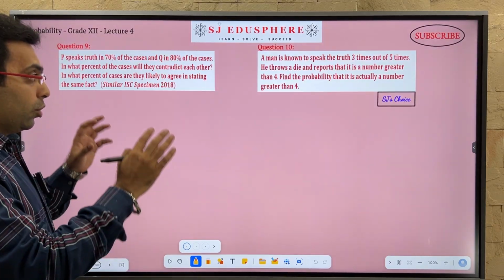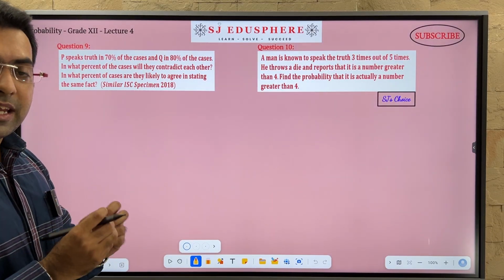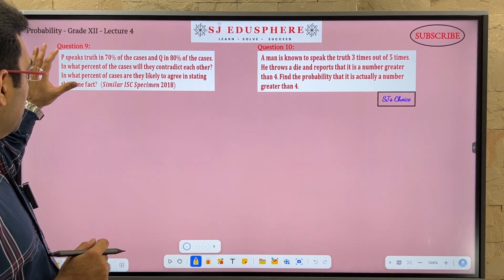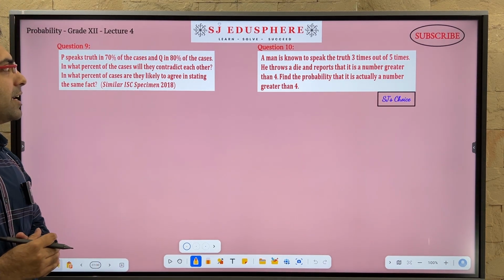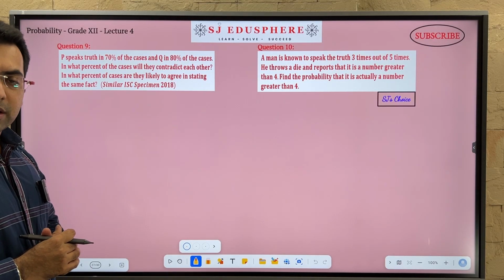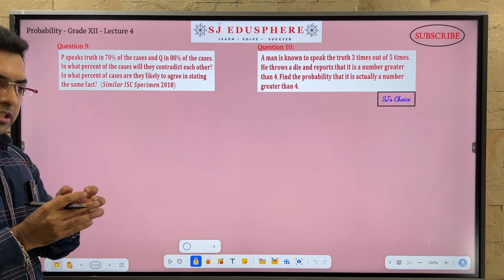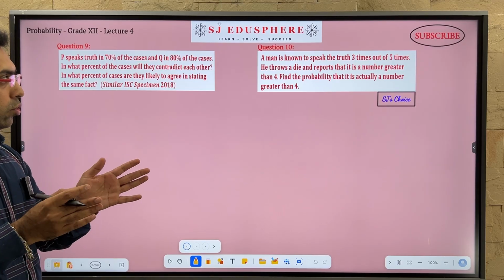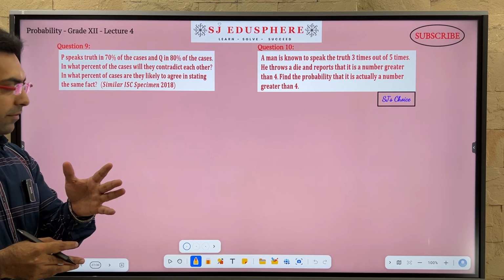Now look at these two sums very carefully, how the grammar changed the sum. P speaks the truth in 70% of the cases and Q in 80% of the cases. So when you go to the person P, either he will speak the truth or he will lie. Q will either speak the truth or they will bluff.